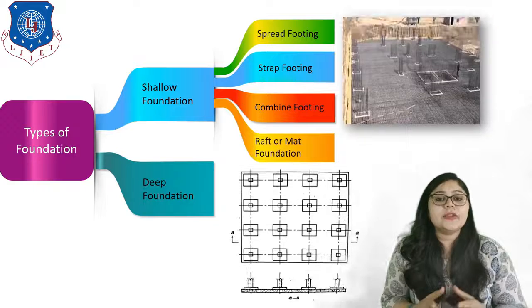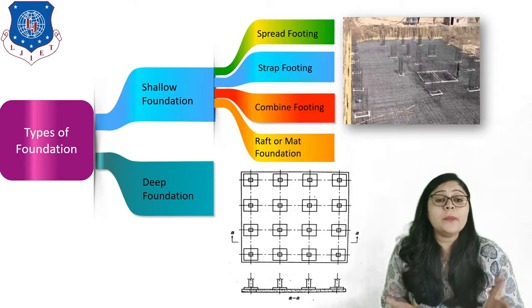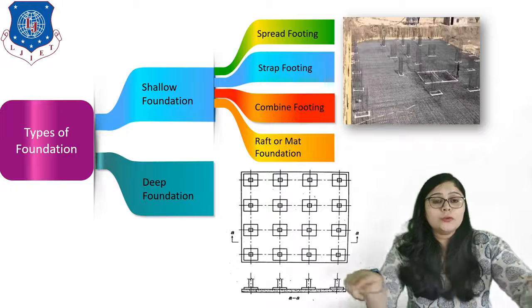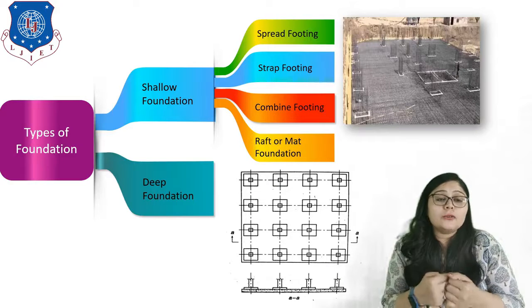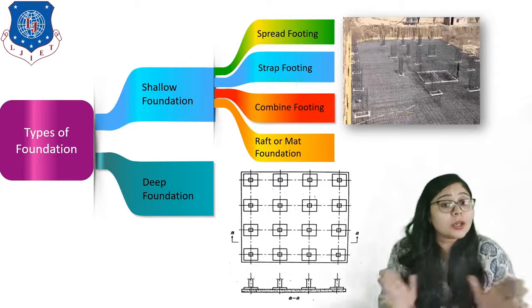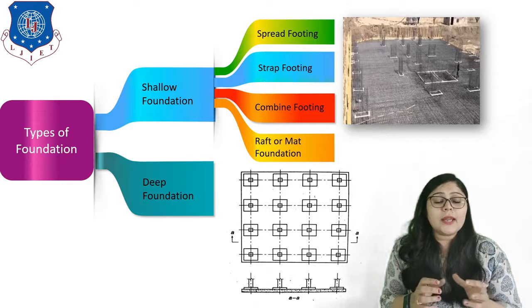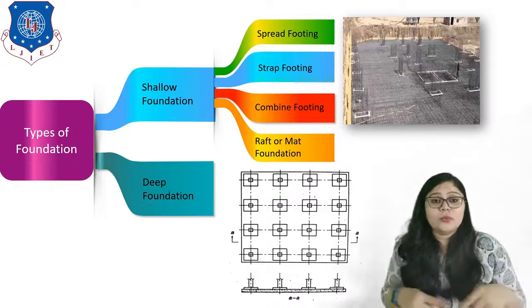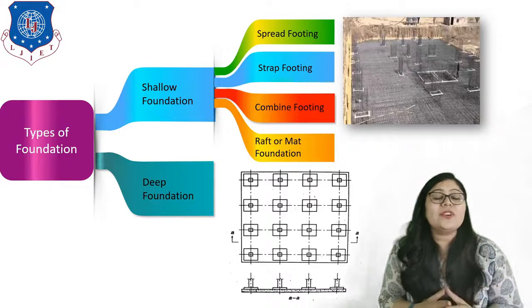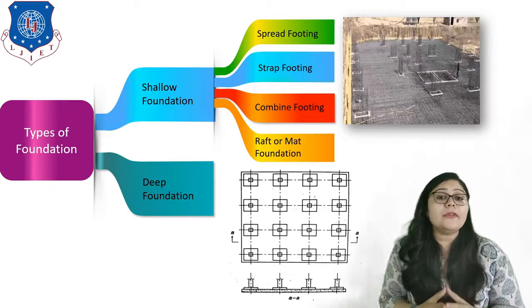Now next is the raft or mat foundation. Whenever I want to give proper firm support to my building, I am going to provide a foolproof foundation of my building's original shape below it. It means now I'm not talking about the column or wall. I am talking about the building itself. So whenever I am putting a foundation with respect to my building's shape or size, throughout the building, providing RCC material to act as my foundation, it is called a raft or mat foundation.